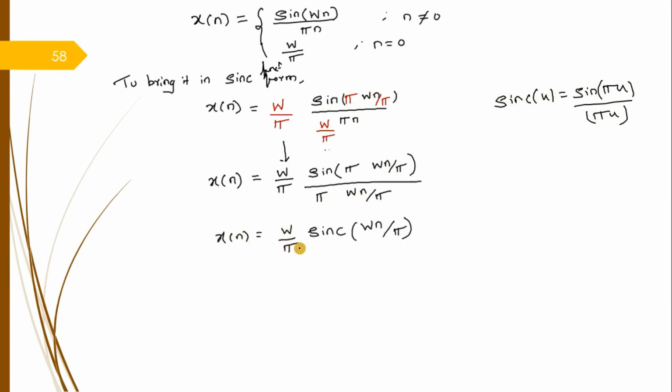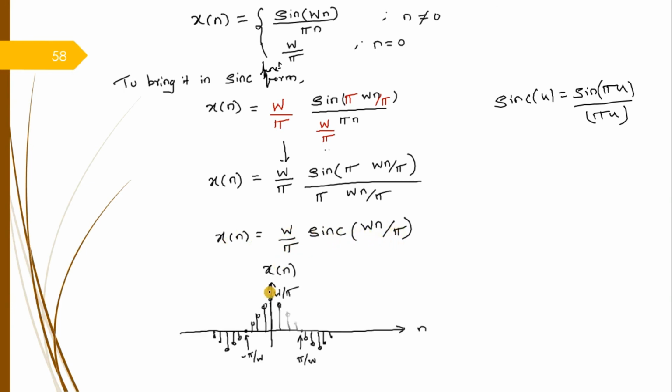So hence I get x of n is equal to w by pi sinc of wn by pi. Now if I plot this graph, if I substitute n equal to 0, I get it as w by pi. That is what I write here. And if I substitute n is equal to minus pi by w, the w cancels, and sine of minus pi or sine of pi will result in 0. So if you mark these two quantities, your diagram for the sinc function is done. Sinc function for discrete time will look like this.